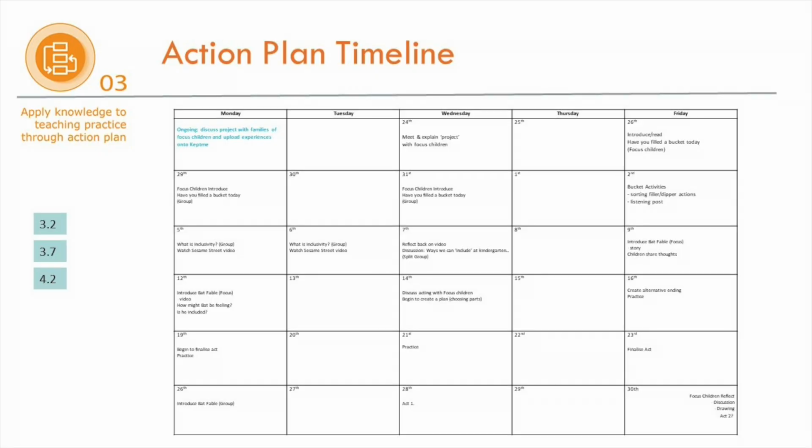Towards the end of this inquiry, the children were participating in a puppet show. Following on from our Bat Fable, we had our practicing and we rehearsed and performed the story of the Bat Fable to the whole group. For this action plan, I developed a brief timeline to help organise my activities and when I could foresee them happening, but this did remain flexible and things were pushed forward and back depending on where the children were at.